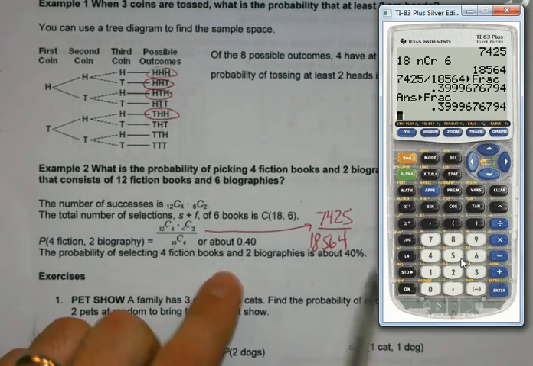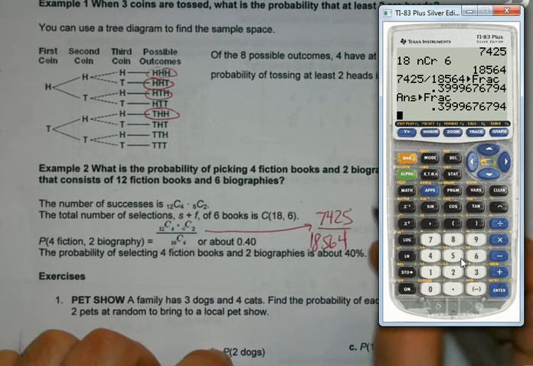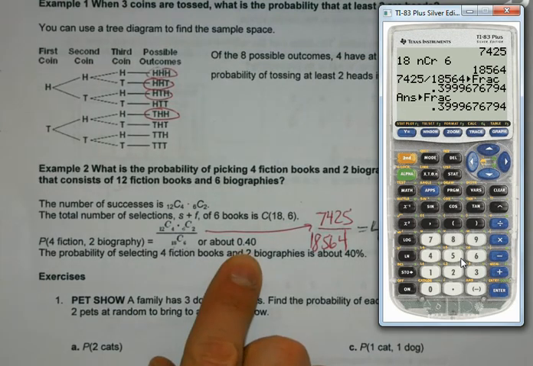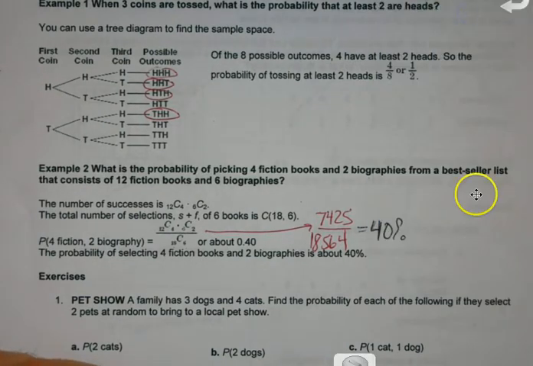They wanted me to go to a percentage. So if I rounded that to the nearest percentage, or the nearest tenth, I'd get about 40%. If they don't tell you specifically whether to go to a percentage or a decimal, like they did here, or a fraction, you have the choice. Okay, you can do any of them. So just something to keep in mind.